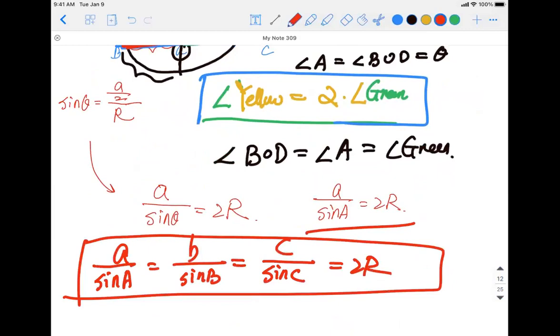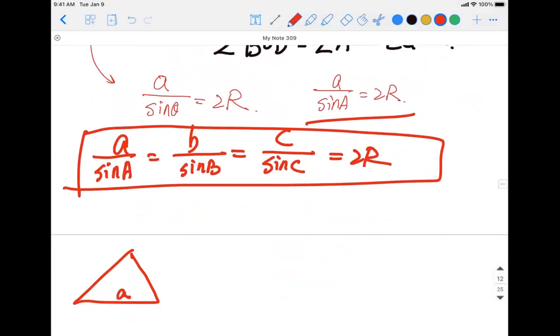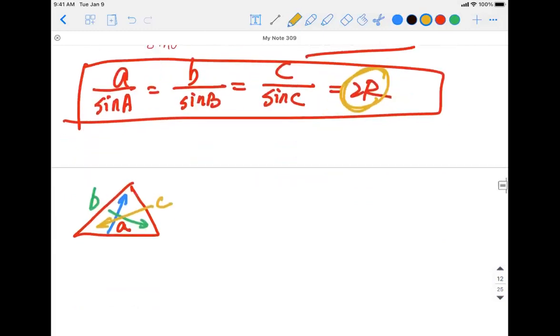This is actually the famous sine law. As long as you know a triangle, you can automatically find such a relationship. What is the relationship? The side over the sine of the opposite angle, A over sine A, will be the same for B over sine B, C over sine C, and all of them equal 2R. 2R is the diameter of the circumcircle. Is it understandable? Trust me, this is a very important rule for you to remember. All right, as long as you remember this, I want to give you a quick side note.